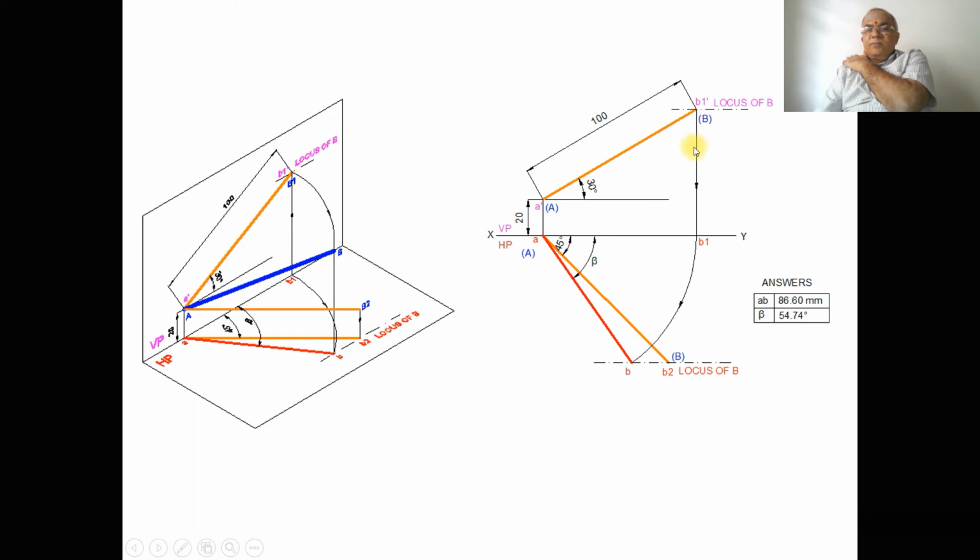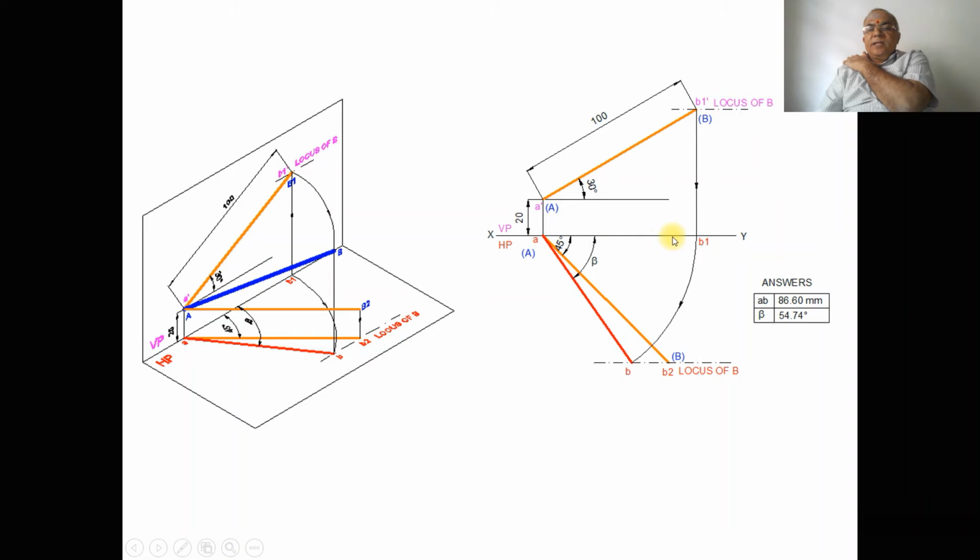We are doing the same thing in the orthographic view, where a dash b1 dash is in the true length. I want to take the top view of this line. Since it is in true length in the front view, obviously that line should be parallel to XY in the top view. So A is on the XY line, so B1 should also be on the XY line. From b1 dash you project it so that it touches the XY line, and you mark this point as b1.